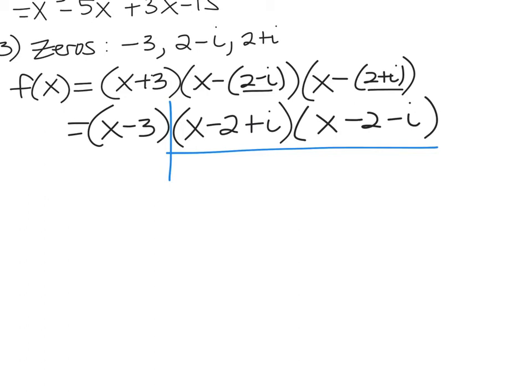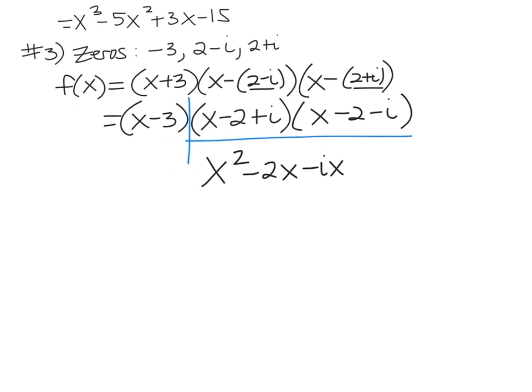x times x is x squared. So I'm taking this x right here in the first spot, and I'm distributing it to all 3 terms in the other one. So x times x is x squared. And then I have a minus 2x, and then a minus ix. Is everyone okay with that first step? Yeah. I messed up this one so bad earlier, but people caught my mistakes before I really ruined the problem.